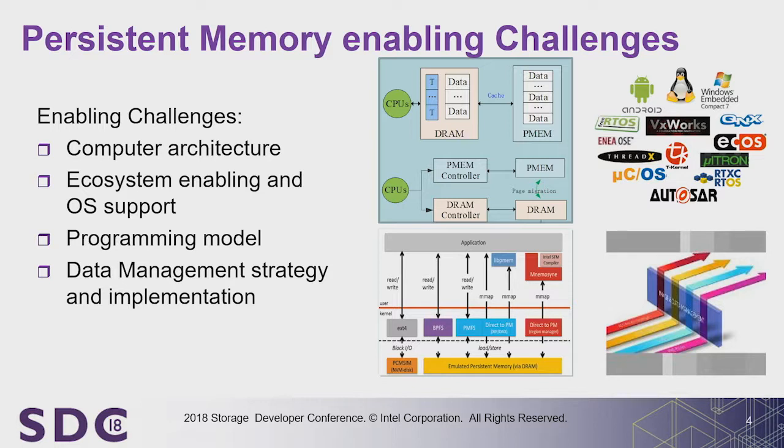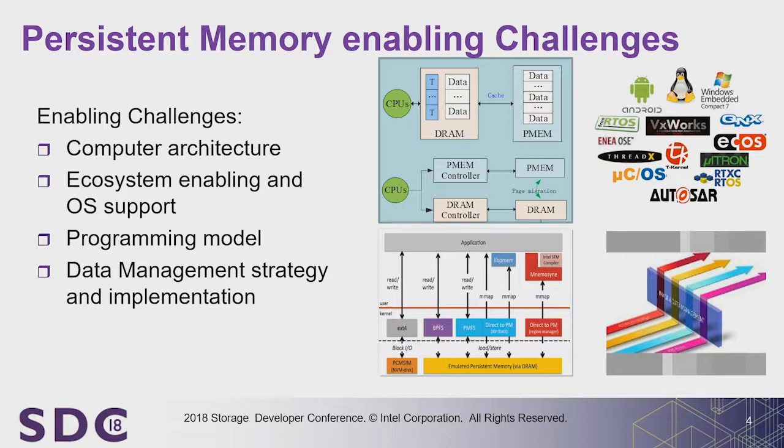Secondly, there is ecosystem enabling and OS support. For OS support, there are many ways to better optimize memory management, with lower cost and less fragmentation. So this is another way to enable all kinds of OS to support it. And we have a lot of sessions in these three days of the conference talking about the programming model, the PMDK, the programming model for persistent memory. There are a lot of sessions talking about that.